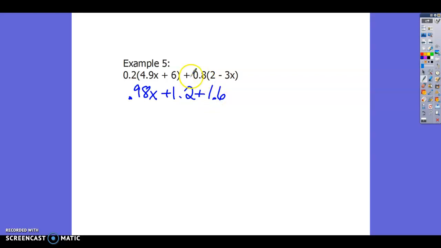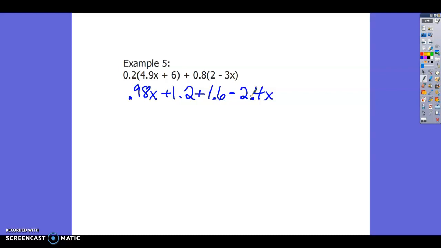And then we've got 0.8 times negative 3x. 3 times 8 is 24. Remember, a positive and a negative is a negative, so we get negative 24x. But because it's 0.8, we have to have that decimal place. And again, if you need to use your calculator, that's okay. But hopefully this makes sense in what the numbers are.